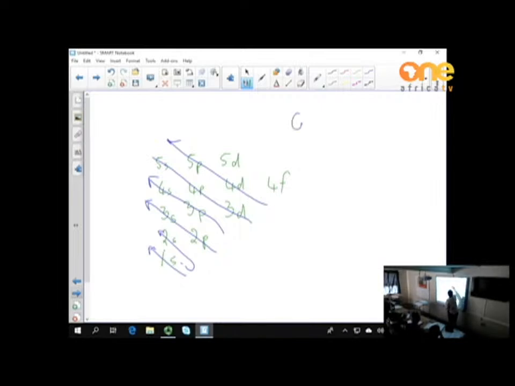We have chromium and we have copper. Now, chromium has got 24 protons, and copper has got 29 protons. Okay, so what is going to happen is that if we go and have a look, let's do the distribution of chromium first. I'll draw in my cells.